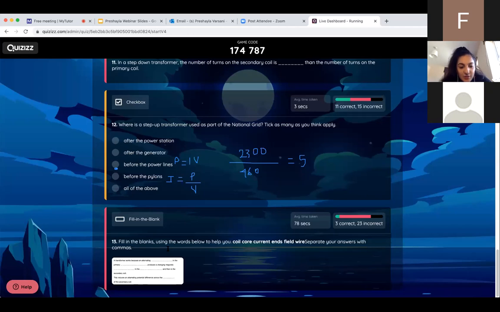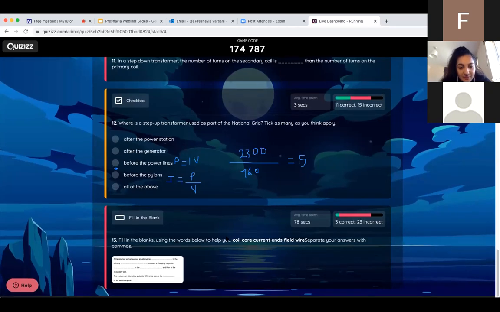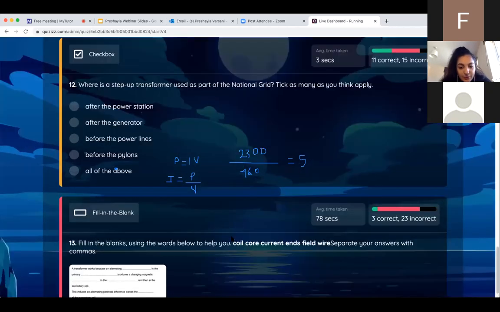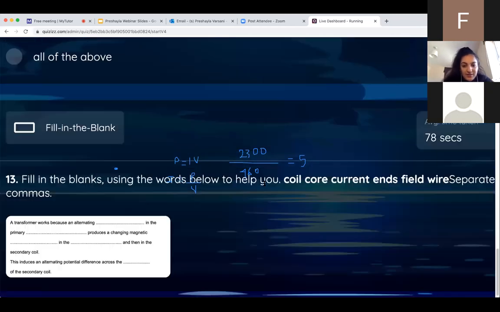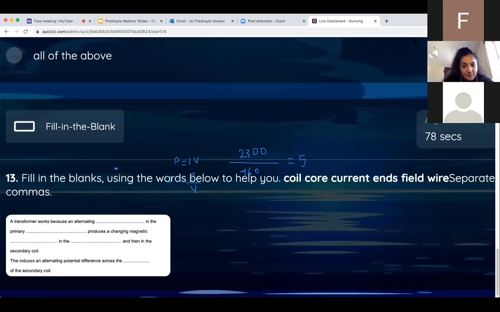Okay, and the last one was to fill in the blanks using coil, core, current, ends, and field. So a transformer works because an alternating current in the primary coil produces a changing magnetic field in the core and then in the secondary coil. This induces an alternating potential difference across the ends of the secondary coil.